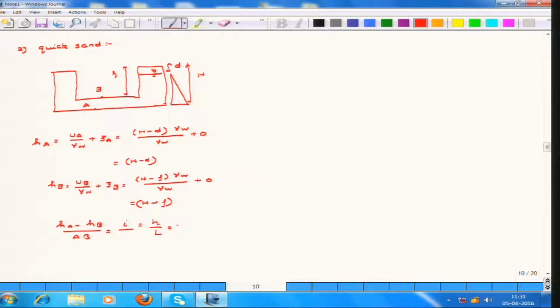So, this will be equivalent to H minus T minus H minus F divided by L. L means this entire length. So, it is nothing but H minus F, this entire length. So, basically this is H minus F. So, this is D F minus D by H minus F.